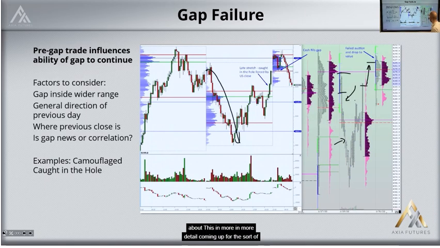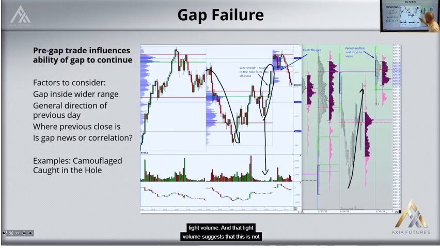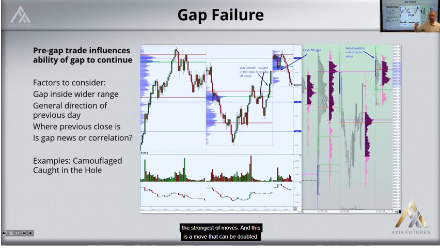We'll talk about this in more detail coming up. This sort of machine gun trend type move. So you've got a pretty steady move down. And by the end of the day, we've then reversed all the way back up. But if you look at the final move here, this is done on light volume. And that light volume suggests that this is not the strongest of moves. And this is a move that can be doubted.